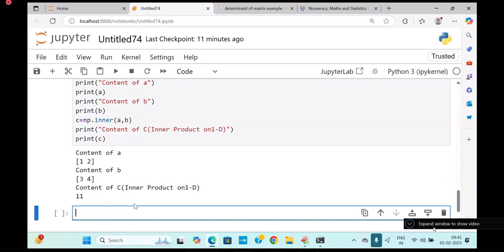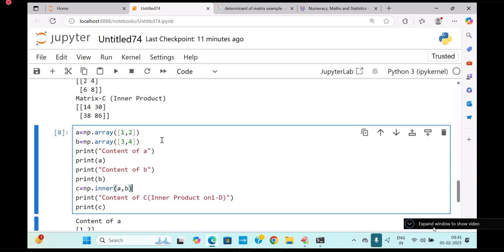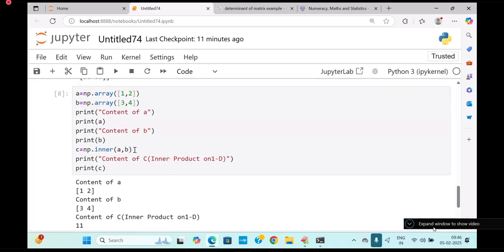What is the value? 11, which is nothing but equal to the dot product of our previous concept. So inner product with 1D and dot product with 1D are same, but inner product of 2D is different from dot product of 2D. I think you are following me. Go to next one, I'm going to enter into the other kind of aspect.